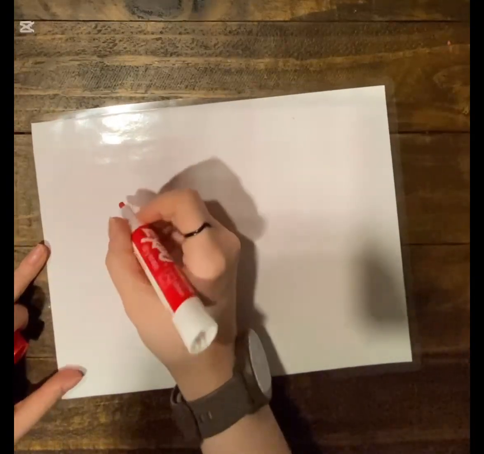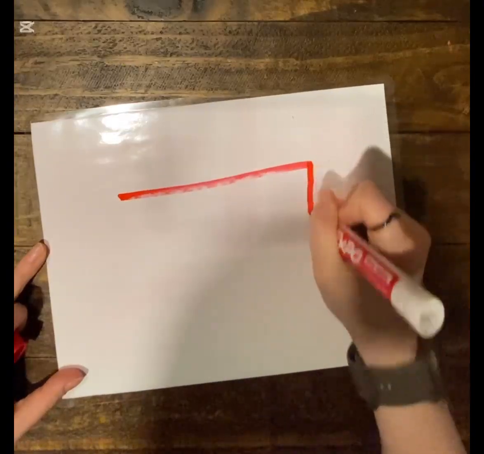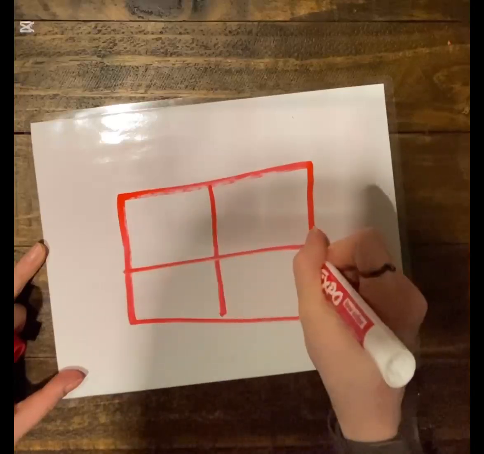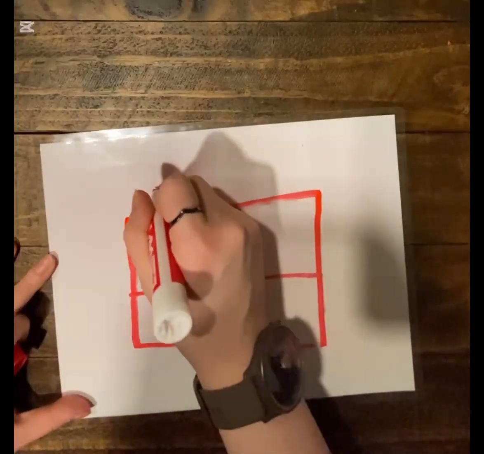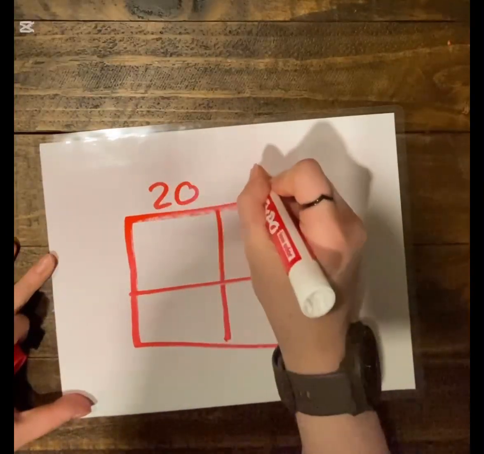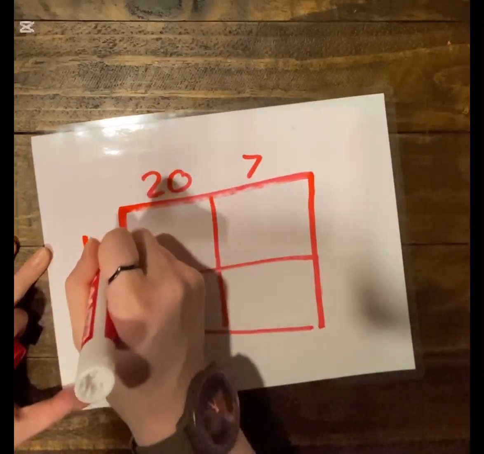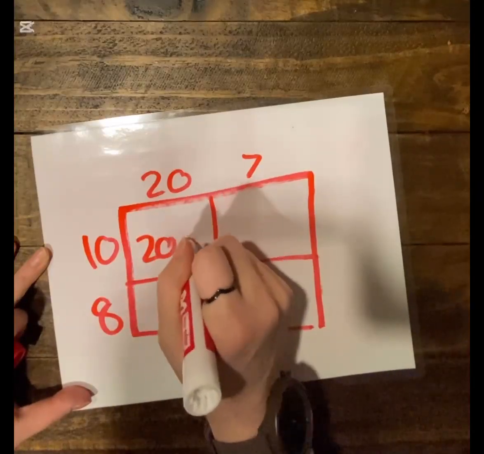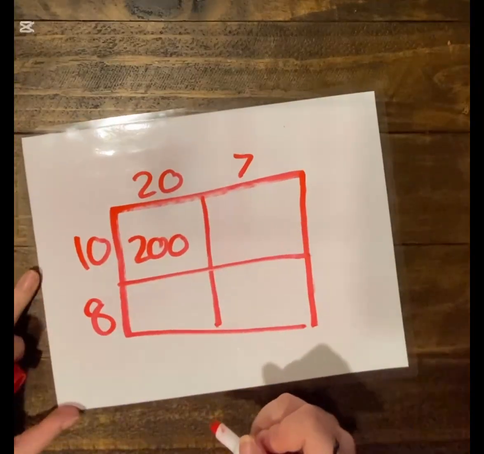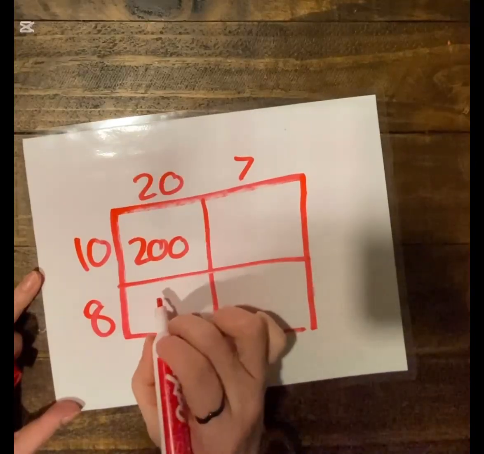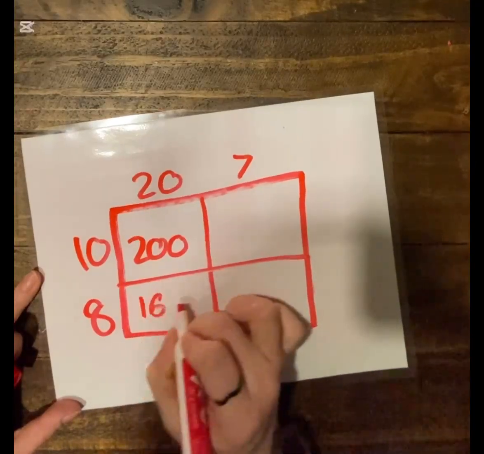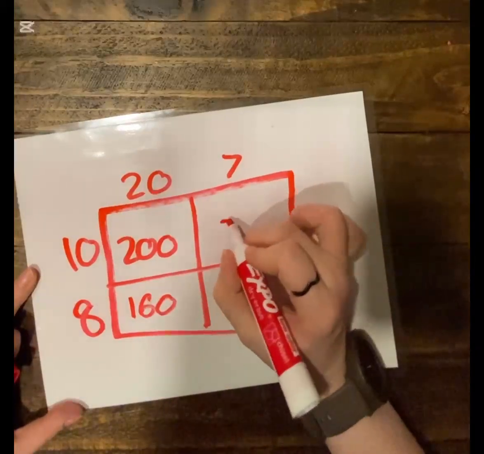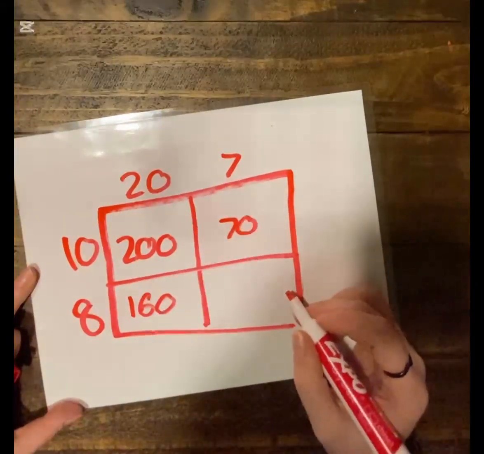For my personal method, I like to use a multiplication grid. That looks kind of like the Punnett squares that I used in science. I separate the tens and the units, so I write 20 and 7, then 10 and 8. 10 times 20 is 200. 8 times 20 is 160. 10 times 7 is 70.